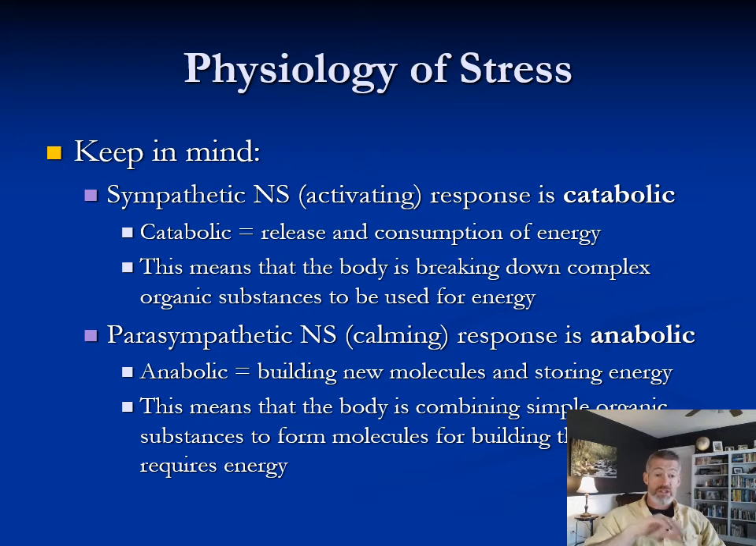So the important thing is that you need this cycle of a parasympathetic nervous system response after the activation. Otherwise, what happens is you end up in that exhaustion phase of the adaptation syndrome.